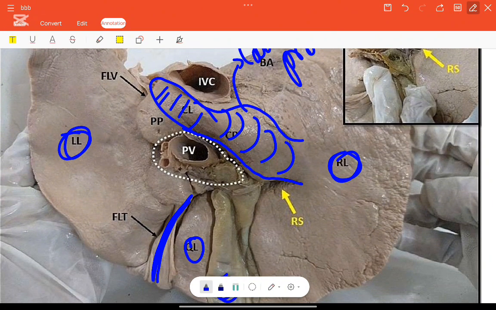Now, the caudate process moves and merges with what? With the right lobe of the liver. But as it does so, there's a groove created. So the entrance of this bridge to the right lobe of the liver creates a groove, or you can say a sulcus. Very important for us, the sulcus. The sulcus is called Rouviere's sulcus.